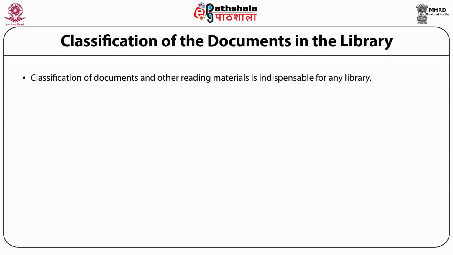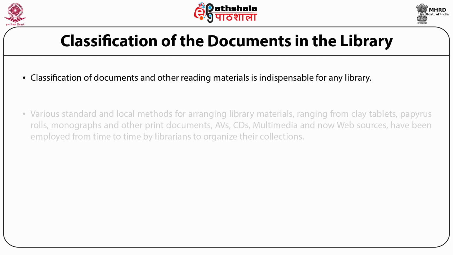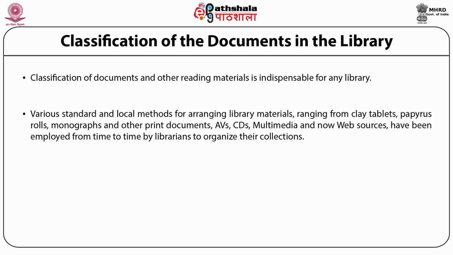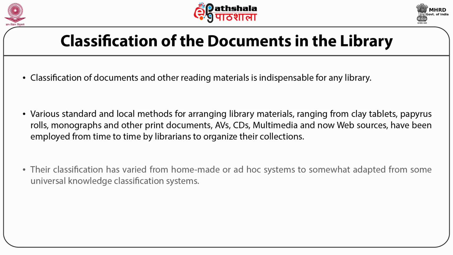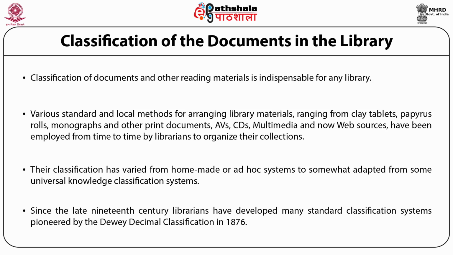Classification of documents and other reading materials is indispensable for any library. Various standard and local methods for arranging library materials, ranging from clay tablets, papyrus rolls, monographs, and other print documents, have been used from time to time by librarians to organize their collections for better use by the users. Their classifications have varied from homemade to ad hoc systems to systems adopted from some universal knowledge classification systems. Earlier, classifications in libraries were on various methods, but today classifications in modern libraries are arranged according to subject group, and that is what you call knowledge classification.